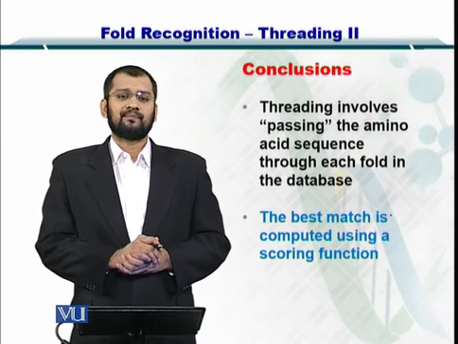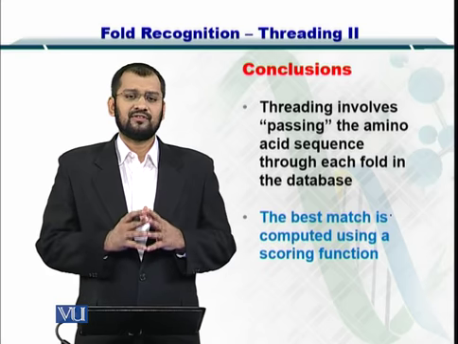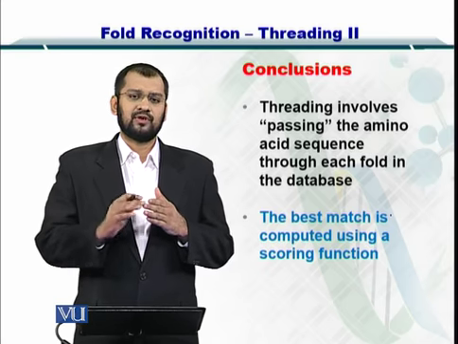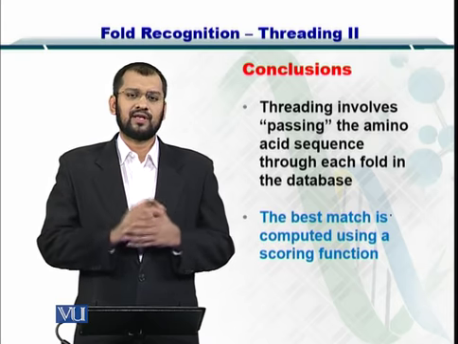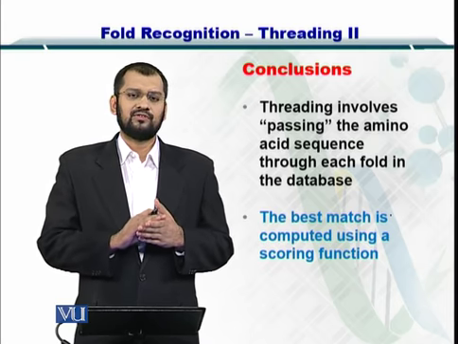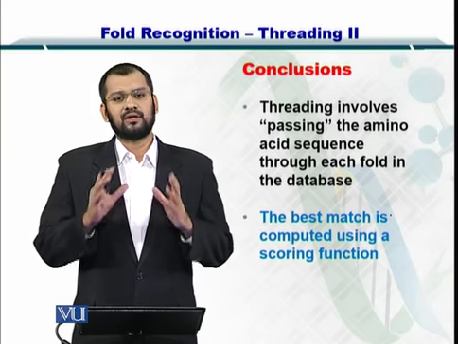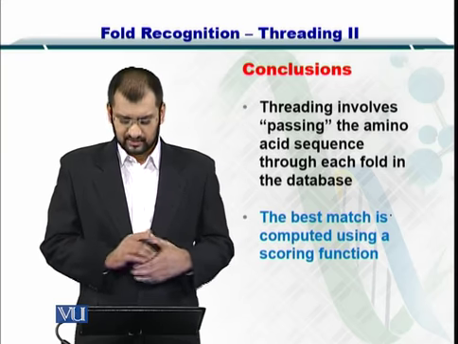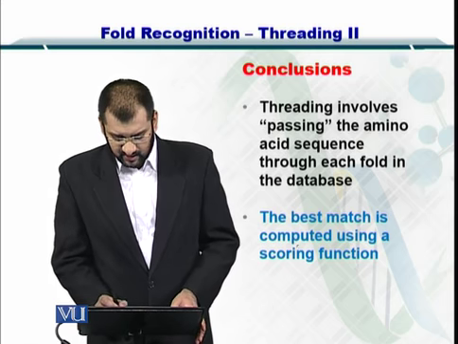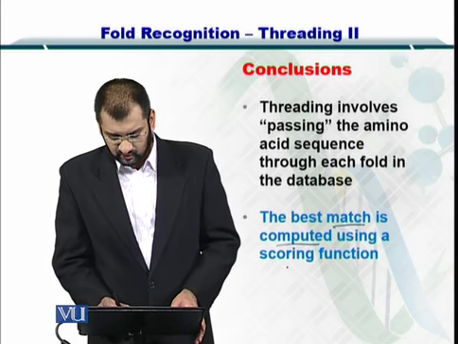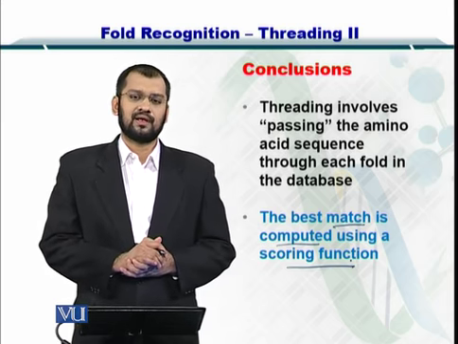In conclusion, we pass the sequence over the various folds during threading and find out which sequence best matches the fold, and we create a combination of those folds to create the tertiary structure, and the best match is computed using a scoring function which is typically the z-score.